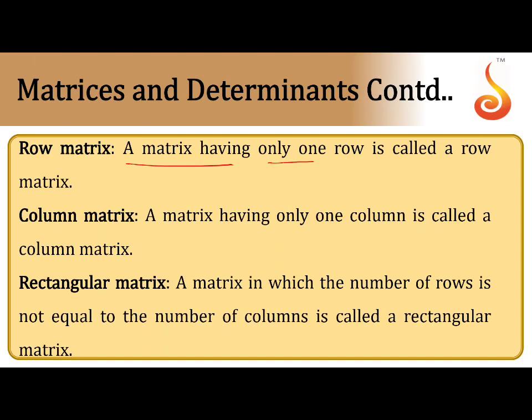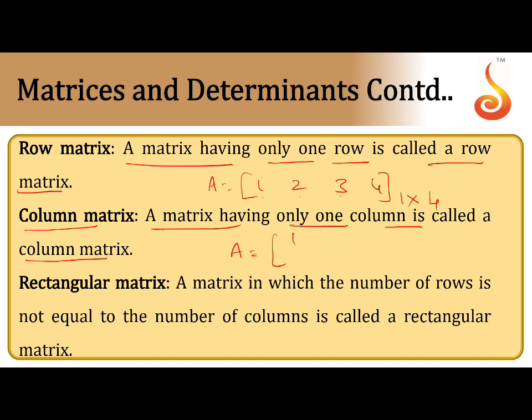Next is the row matrix. A matrix having only one row is called a row matrix. For example, I will take 1, 2, 3, 4. Here, how many rows? Only one row. And how many columns? 1, 2, 3, 4. 4 columns. This is a 1 by 4 row matrix. Now, in the same way you can define a column matrix. A matrix having only one column is called a column matrix. Take an example: here, how many rows? 1, 2, 3. 3 rows and only one column. This is a 3 by 1 column matrix.